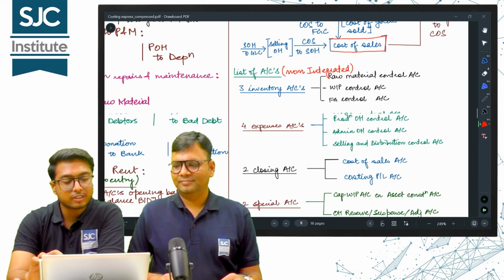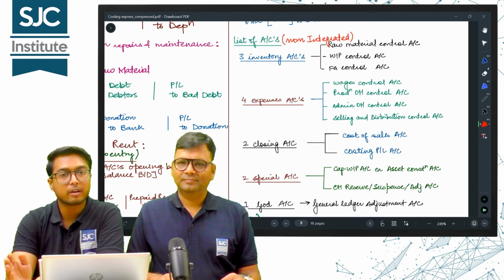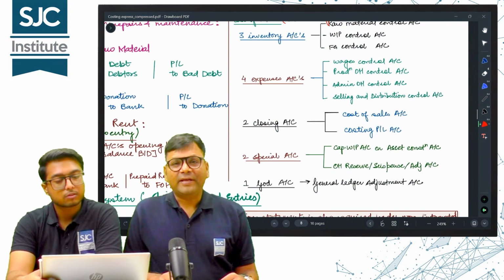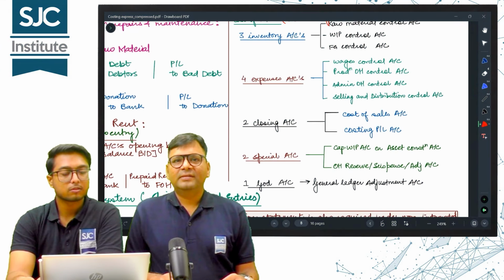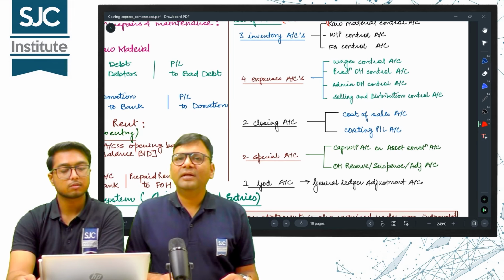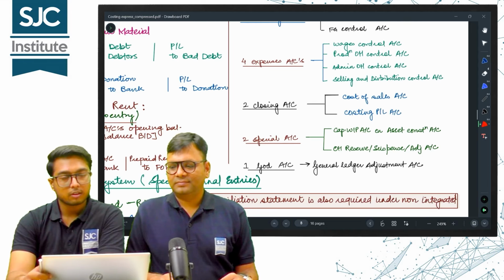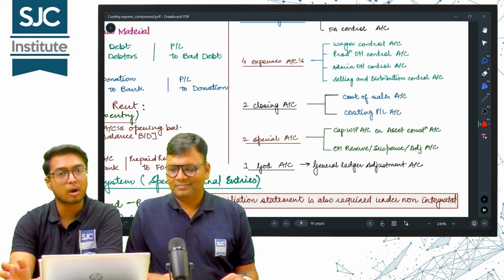The list of accounts maintained under the non-integrated system is: there are 3 inventory accounts: raw material control account, WIP control account, and finished goods control account. Then there are 4 expenses accounts. One is wages control account, second is factory overhead control, third is administrative overhead control, and fourth is selling and distribution overhead control account. There are 2 closing accounts: cost of sales account and costing PL account.